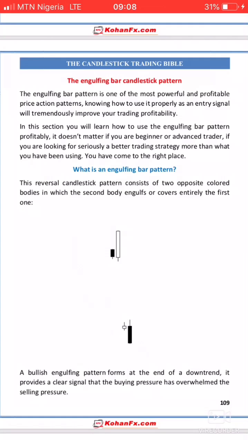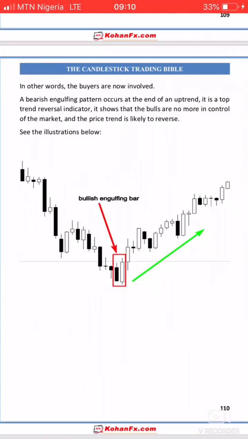What is an engulfing bar pattern? This reversal candlestick pattern consists of two opposite colored bodies in which the second body engulfs or covers entirely the first one. A bullish engulfing pattern forms at the end of a downtrend. It provides a clear signal that the buying pressure has overwhelmed the selling pressure. In other words, the buyers are now involved.